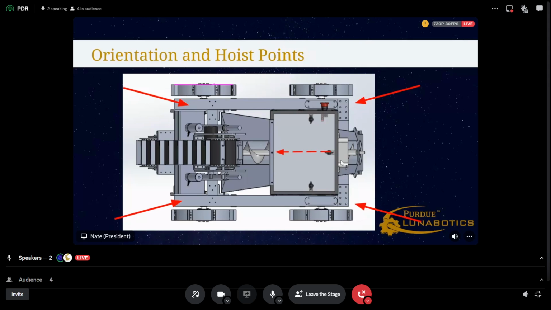To comply with NASA rules, we'll have 4 hoist points. These will be connected via cable to a central cable. That will enable the robot to be lifted via crane. We will also have lift points located below the frame at these same points.